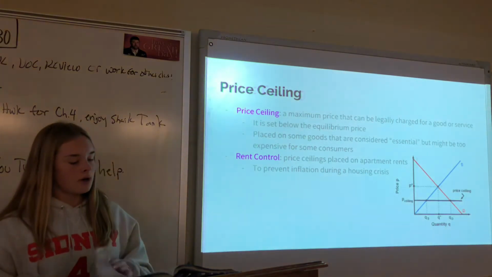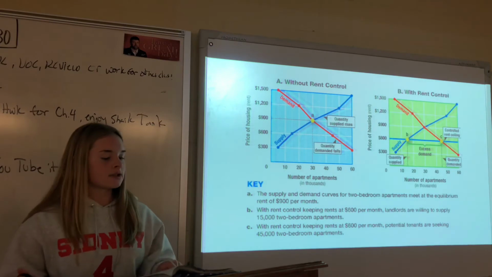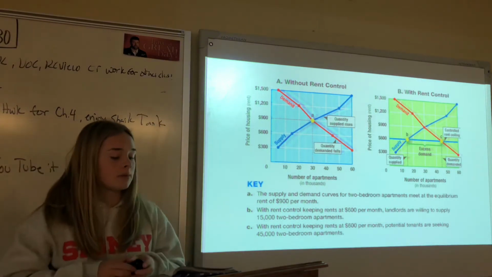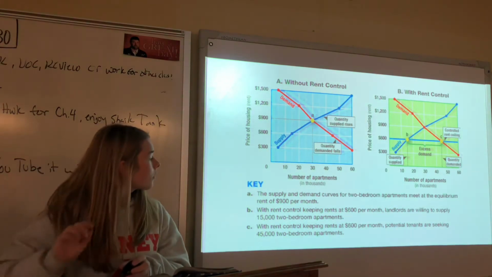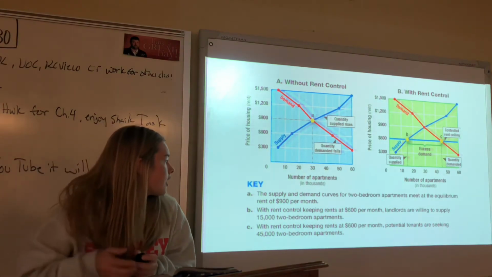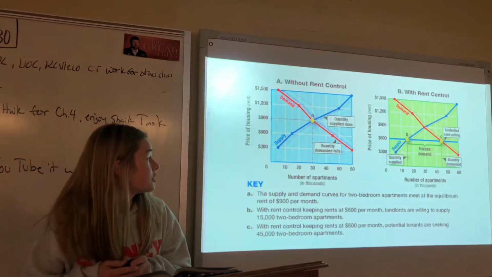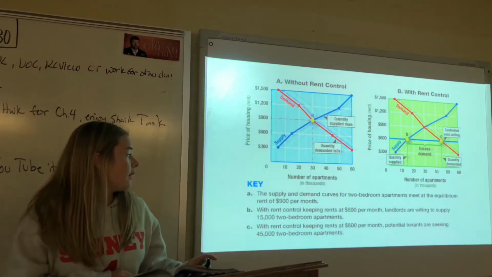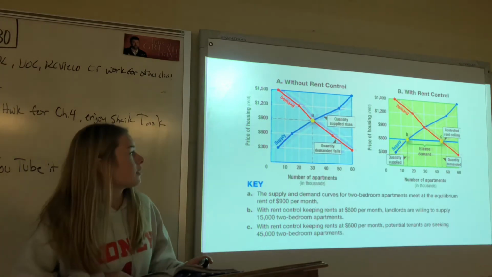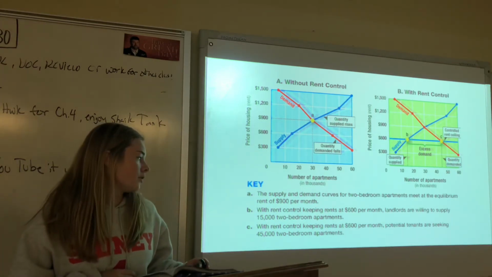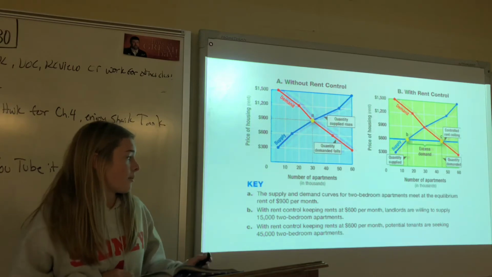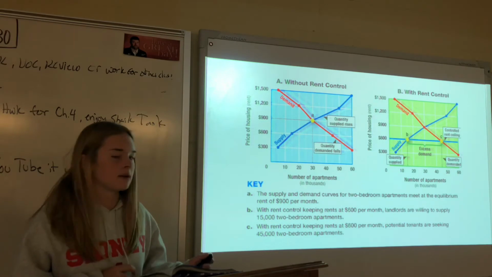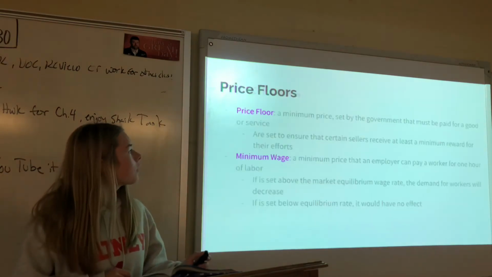So in your book, on page 136, this chart is here, and it explains rent control a little bit more. The supply and demand curves for the 2-bedroom apartments: this is the equilibrium without rent control, and the rent is $900 per month. But with rent control, at $600, people are going to want to rent more, and they can only supply a certain amount that's not going to reach the equilibrium point.